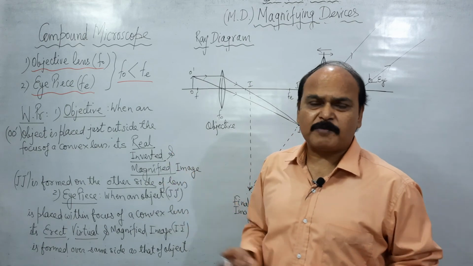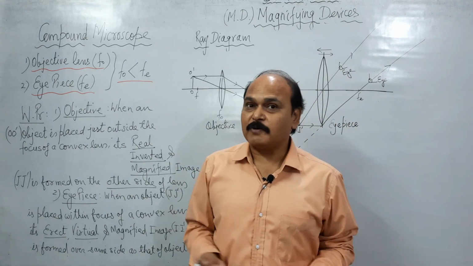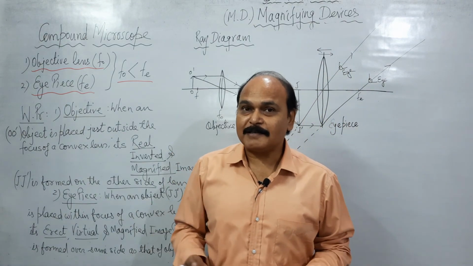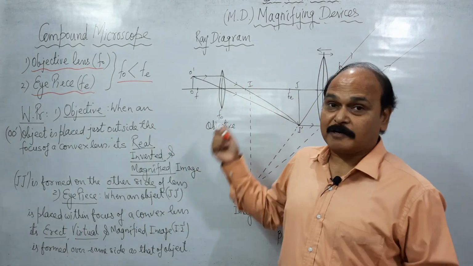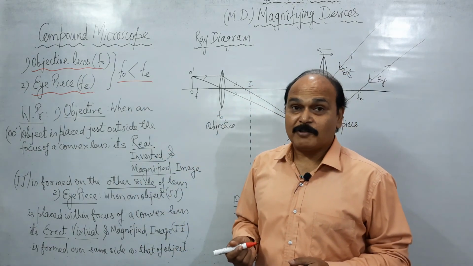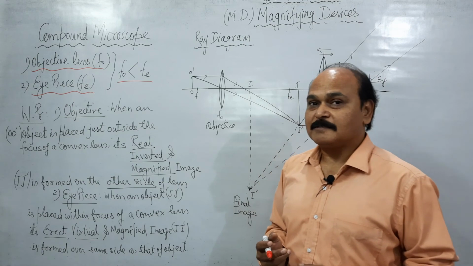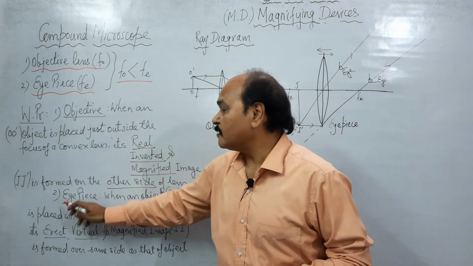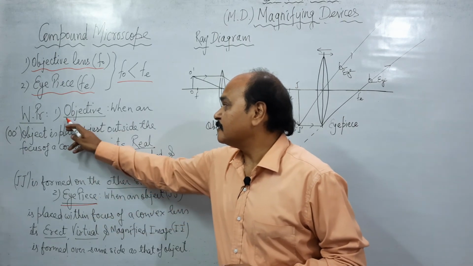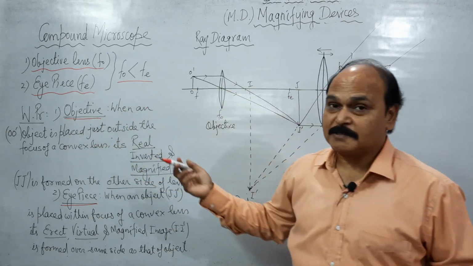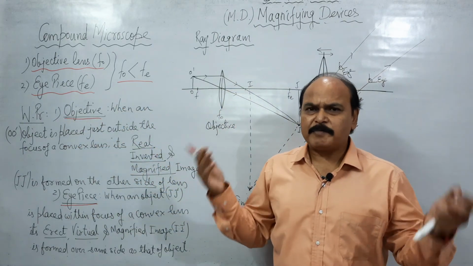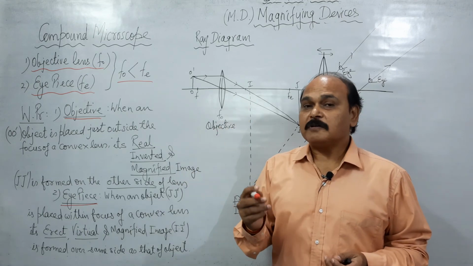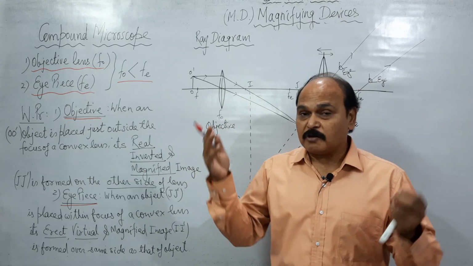Well, what is its working principle? How does the device work? Let us understand that with the help of a ray diagram. There are two working principles for the device, one for the objective and the other for the eyepiece. So what are these working principles? These working principles are nothing but the statements for object-image positions which you have already studied.